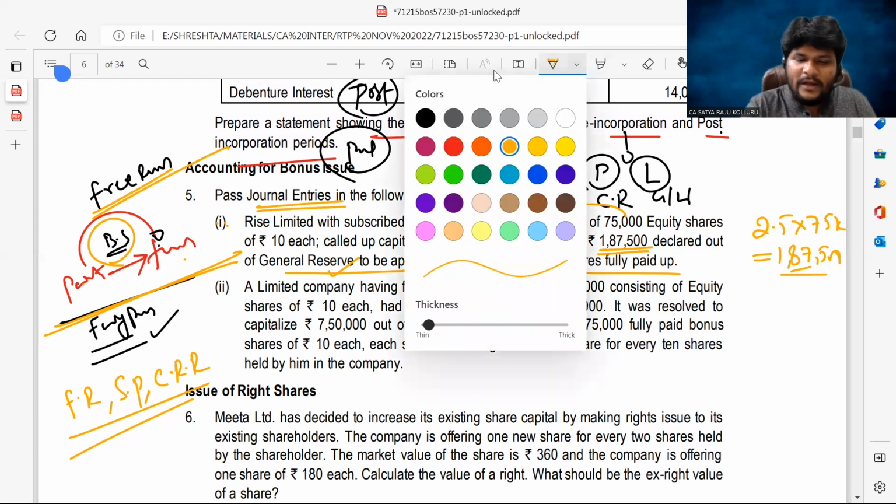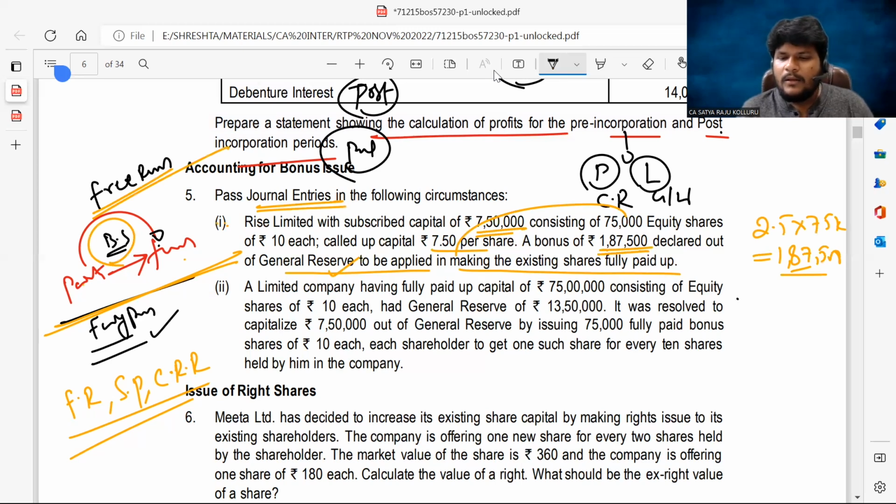Can you please let me know, guys, all of you, what is the journal entry? First, whenever the bonus shares concept is there, you need to put aside the existing reserves to bonus to shareholders. That is general reserve account debit to bonus to shareholders account. We need to reduce general reserve to bonus to shareholders account. How much? 1.875 lakh. Fine.